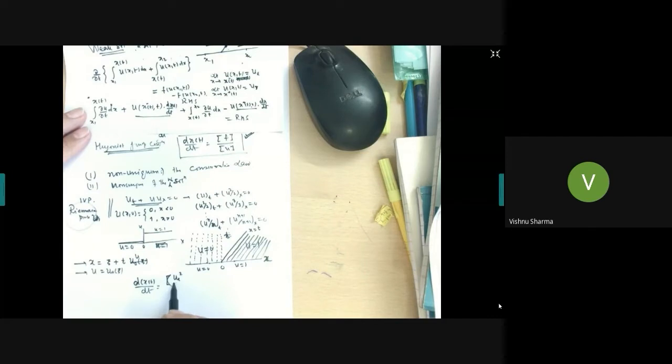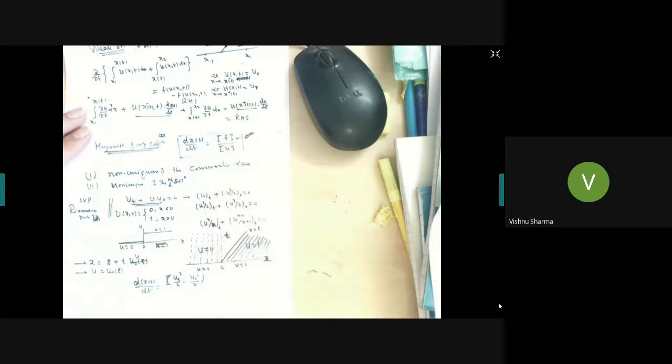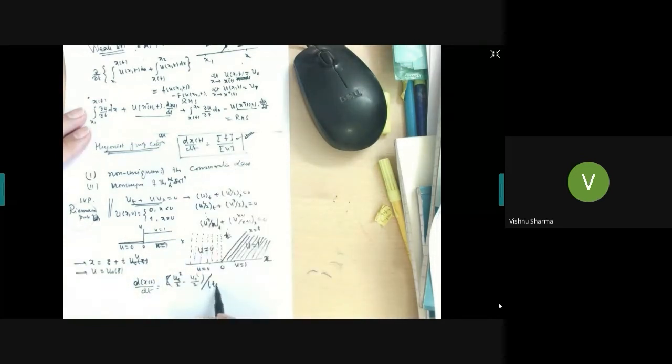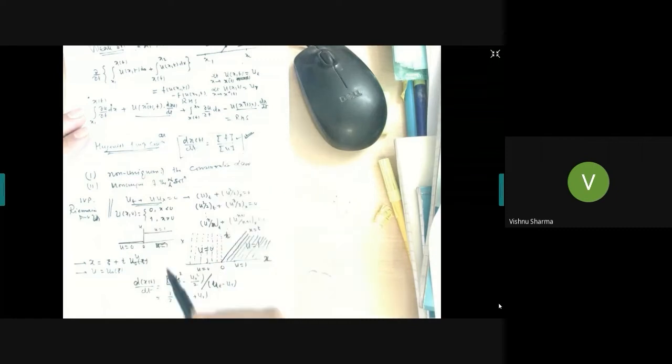So jump in this means (UL square minus UR square) upon 2, the jump in F, divided by the jump in U. Jump in U means UL minus UR. So this turns out to be half of (UL plus UR). Is that right? This expression is given by the Rankine-Hugoniot jump condition. It has to be satisfied if there is a discontinuity.